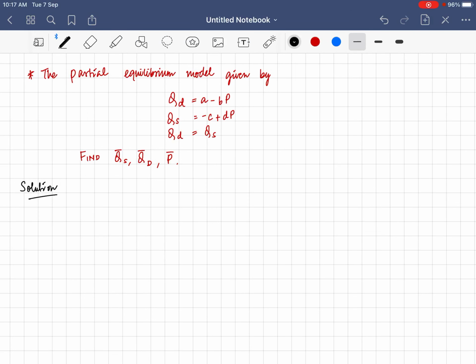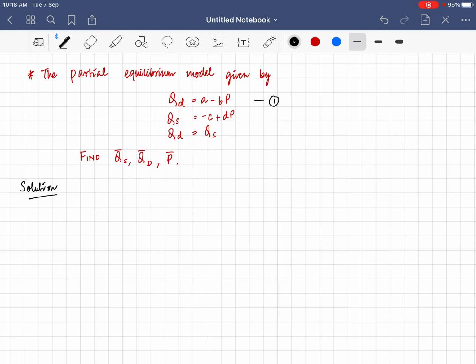So here what we see is a partial equilibrium model. Basically, in this system we have three equations. The first equation tells you that the quantity demanded is given by Qd = A minus BP, where A and B are constants and capital P denotes the market price.